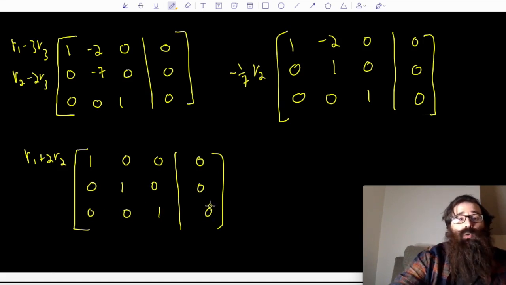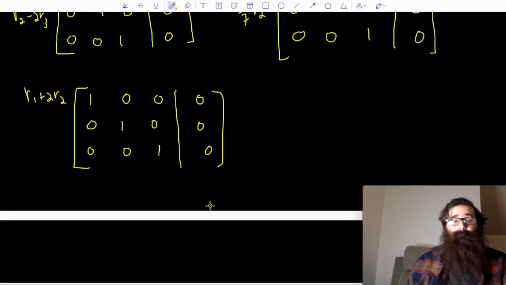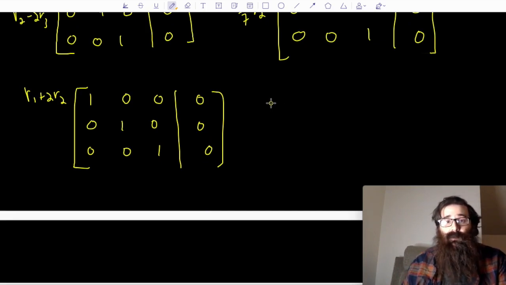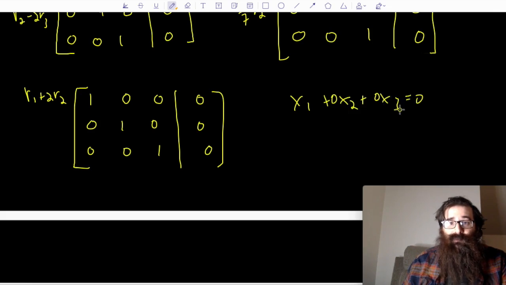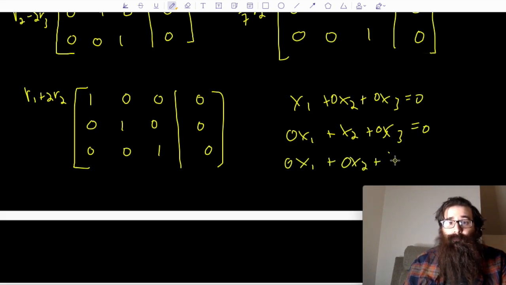But I want you to notice what this is saying. So this actually tells me the answer, tells me all I need to know about the solution. And this is saying very specifically, the first row is saying x1 plus 0x2 plus 0x3 equals 0. Second row is saying 0x1 plus x2 plus 0x3 equals 0. And the third row is saying 0x1 plus 0x2 plus 1x3 equals 0.